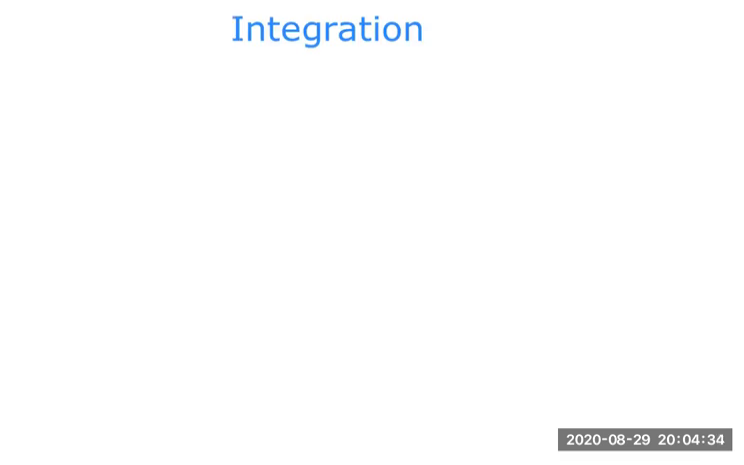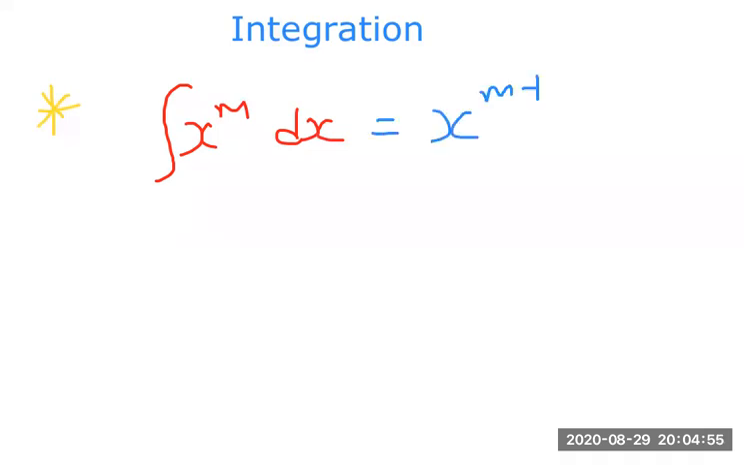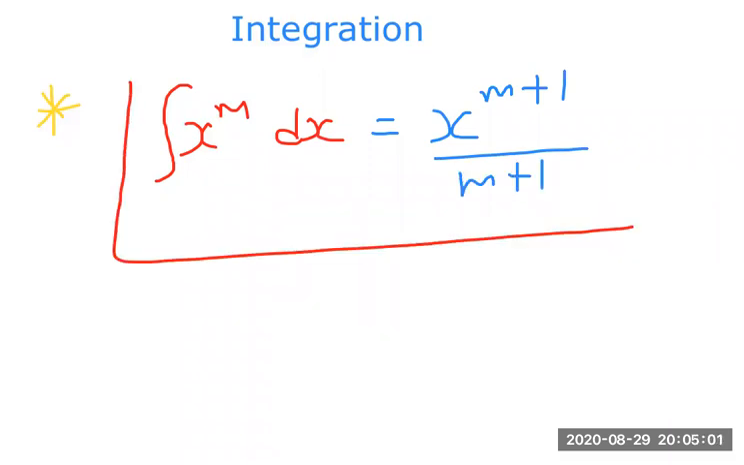So, for integration, from a physics point of view, what we need is the main formula. Integral x power m dx is equal to x power m plus 1 by m plus 1. This is the basic formula which we require for integration.